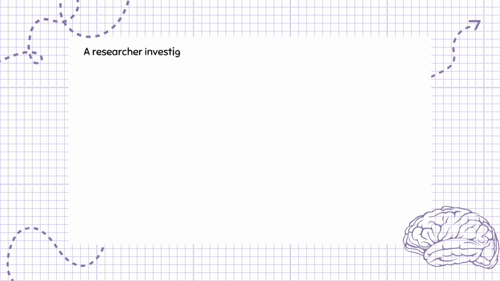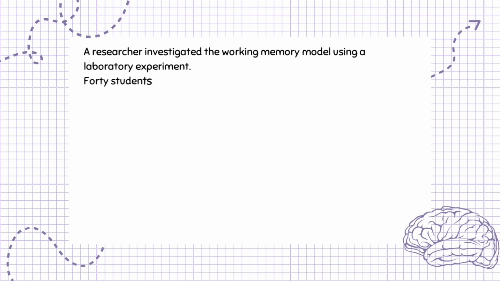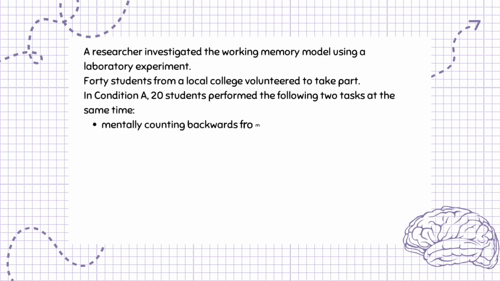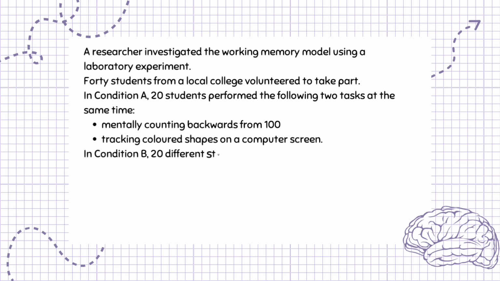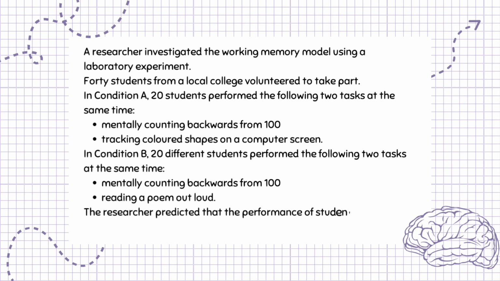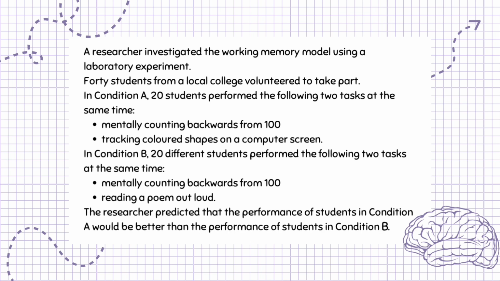A researcher investigated the working memory model using a laboratory experiment. 40 students from a local college volunteered to take part. In Condition A, 20 students performed the following 2 tasks at the same time: mentally counting backwards from 100, and tracking colored shapes on a computer screen. In Condition B, 20 different students performed the following 2 tasks at the same time: mentally counting backwards from 100, and reading a poem out loud. The researcher predicted that the performance of students in Condition A would be better than the performance of students in Condition B.